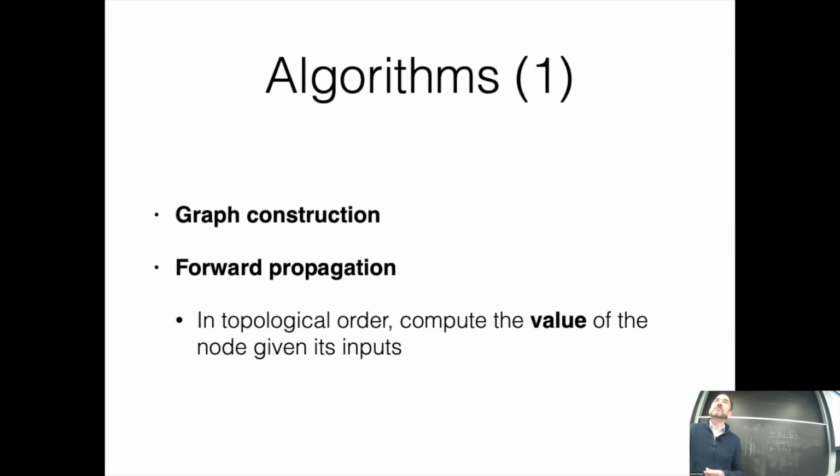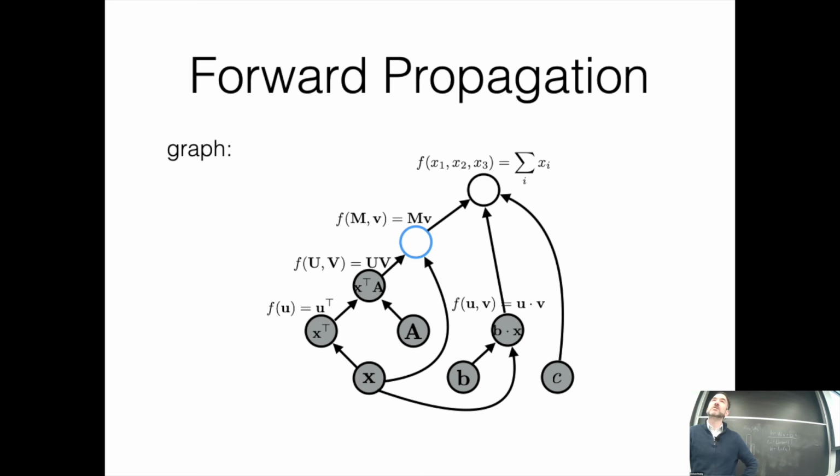So we have several algorithms that go into implementing neural nets. The first one is graph construction. The second one is forward propagation. Graph construction is basically constructing the graph, declaring all the variables, stuff like this. The second one is forward propagation, and the way you do this is in topological order.